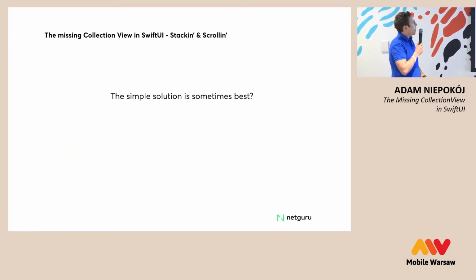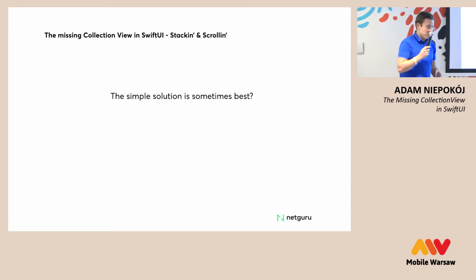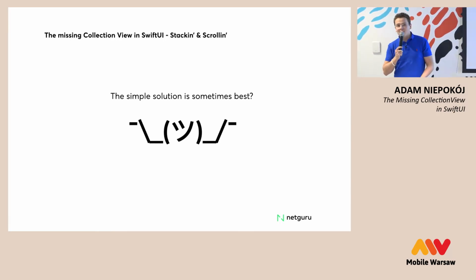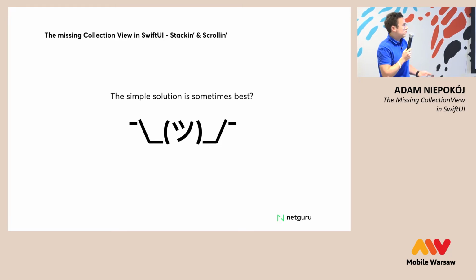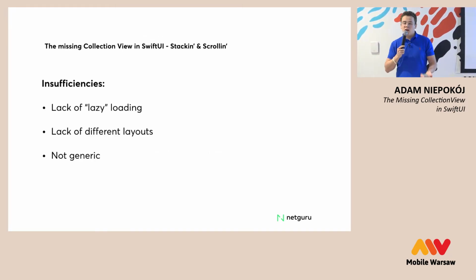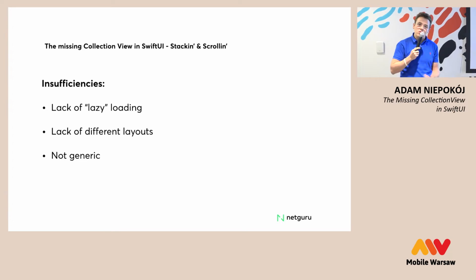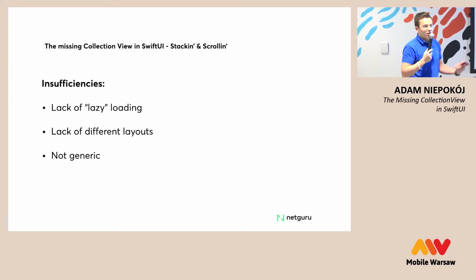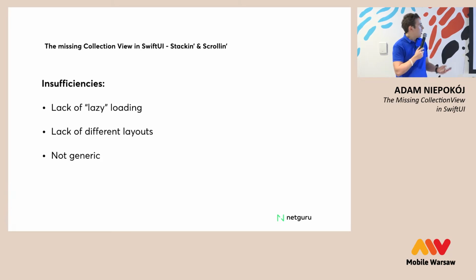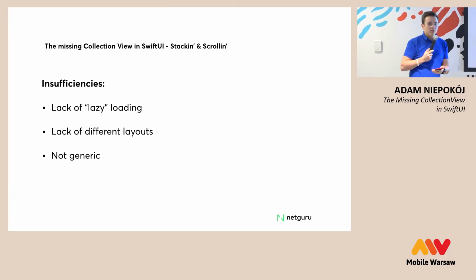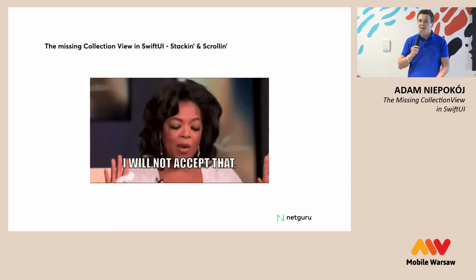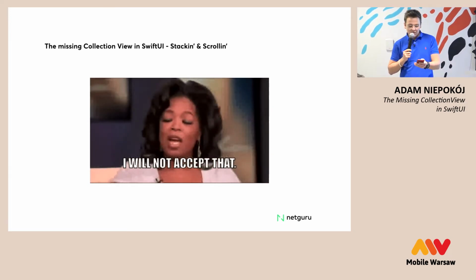So, is the simple solution sometimes best? Well, to be honest, I don't know. It depends on what you want, of course. If you just want to have it in one view, then fine. But it wasn't enough for me. I wanted something deeper. I wanted to have lazy loading, which this approach didn't have. I wanted to have different layouts, like we all know from the Apple libraries already. And I wanted to have it generic, so I can just reuse it everywhere I want. So I said, no, I will not accept that. And I started to dig even deeper.